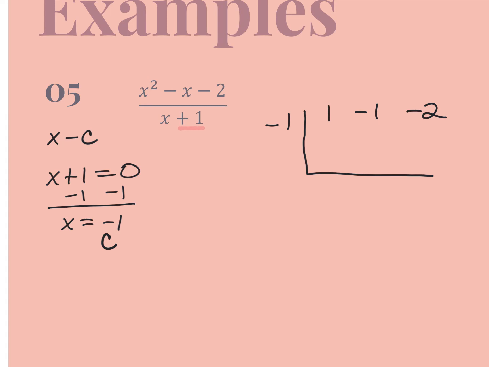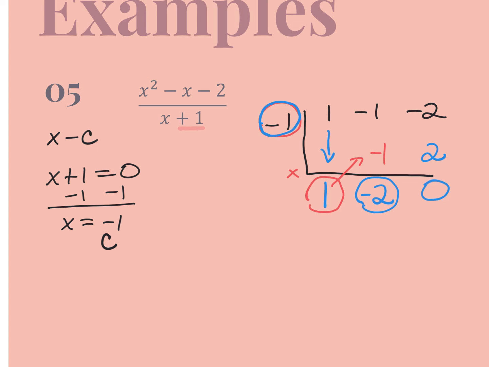And now the process is as follows. You take that first term, you bring it straight down. I'm now going to multiply the c times the number that's straight down, and then I write the answer in here. Then I don't switch any signs, I just add straight up and down. So I'm going to add -1 plus -1, and I get -2. And now I take the c term, times the number I just got here, which becomes +2, add the column, and I get a 0.